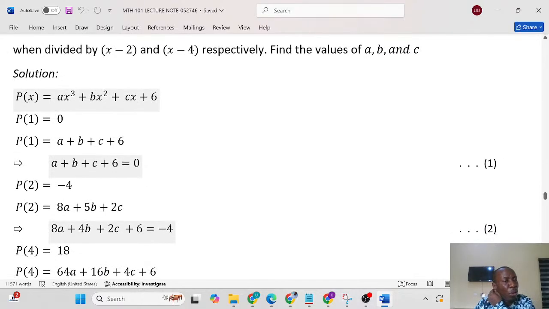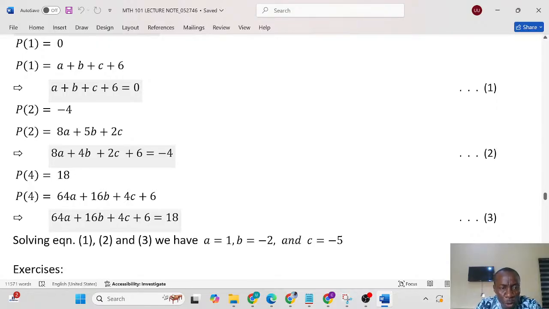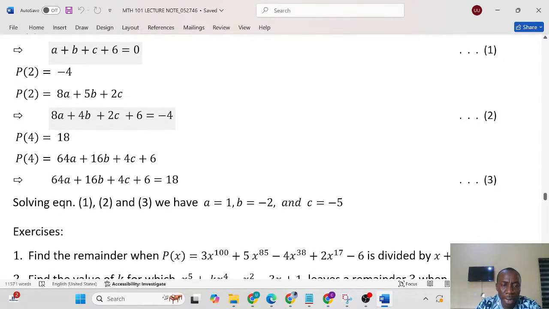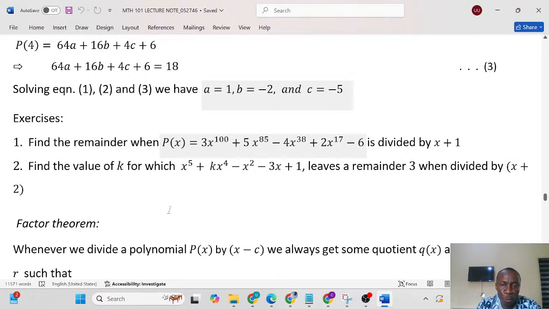Now, when we substitute the value of x equal to 2, the remainder is minus 4. And p of 2 will give us 8a plus 4b plus 2c plus 6. And this one will be equated to what? Minus 4. That gives us equation 2. p of 4 will give us a remainder of 18, which gives us equation 3. So these three equations, you now solve them together. And you have the value of a equals 1, the value of b equals minus 2, and the value of c equals minus 5. So we have two questions here.